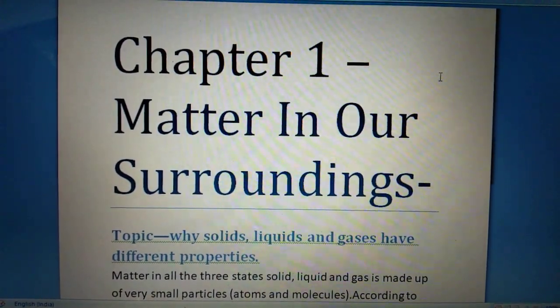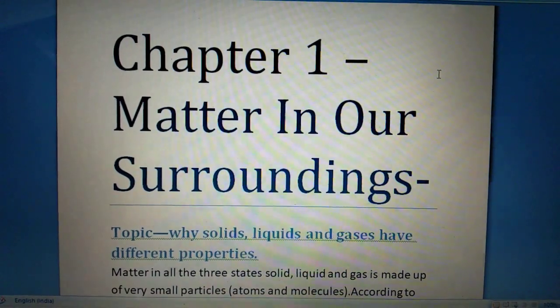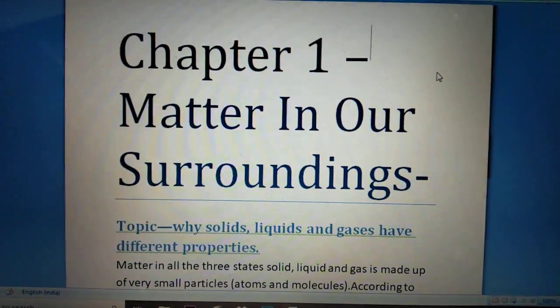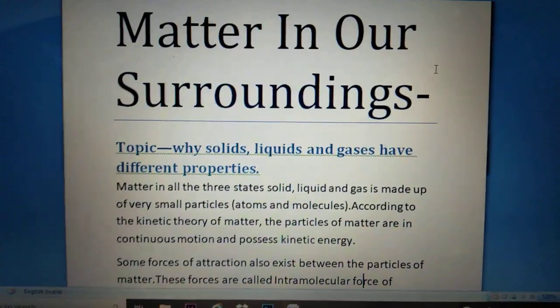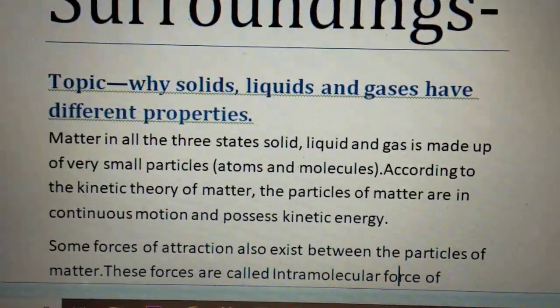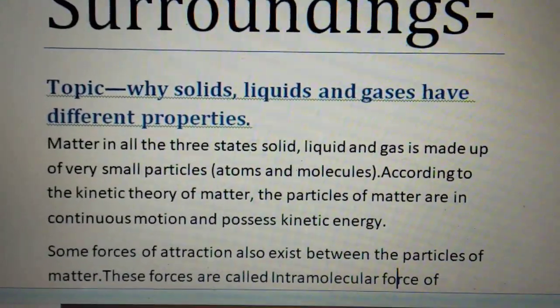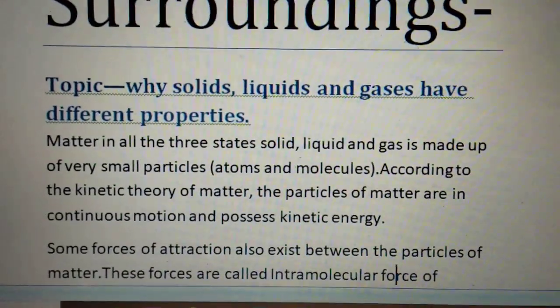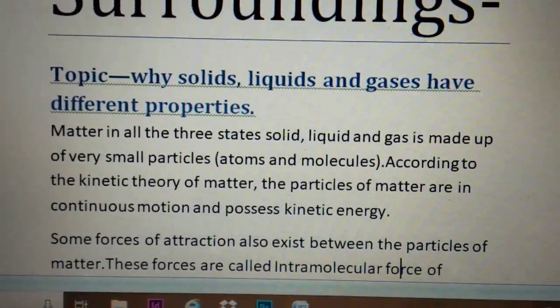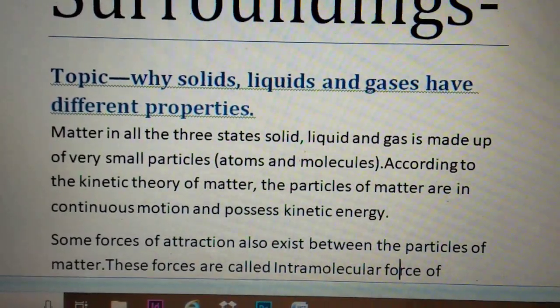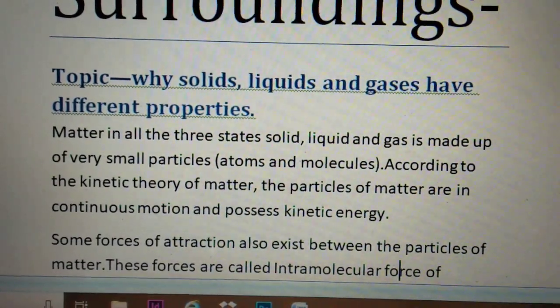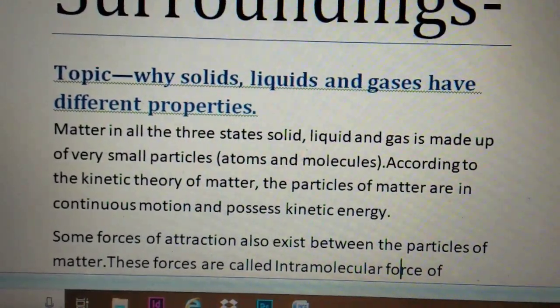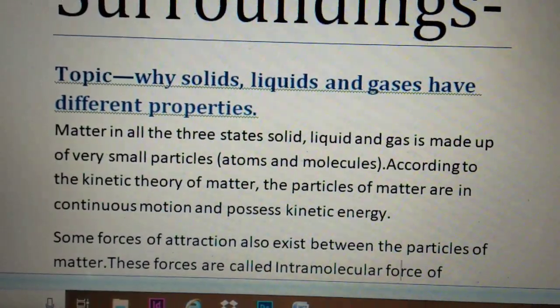So as you know, we are studying the chapter Matter in Our Surroundings, and as I told you in my previous class about the properties of matter, that is solid, liquid and gas. Now today I am going to tell you what is the cause of the different properties of solids, liquids and gases. That means why solids, liquids and gases have different properties.